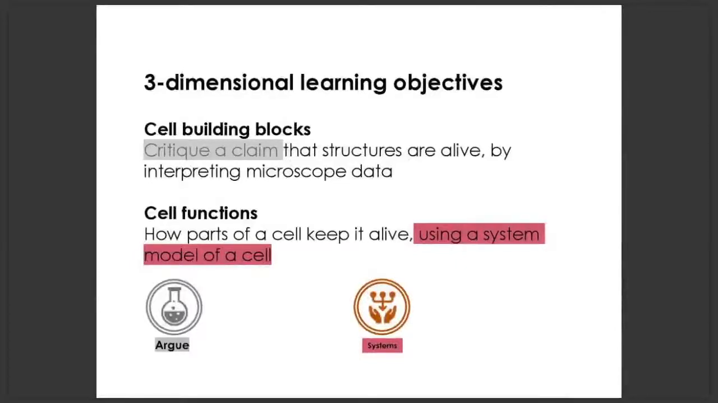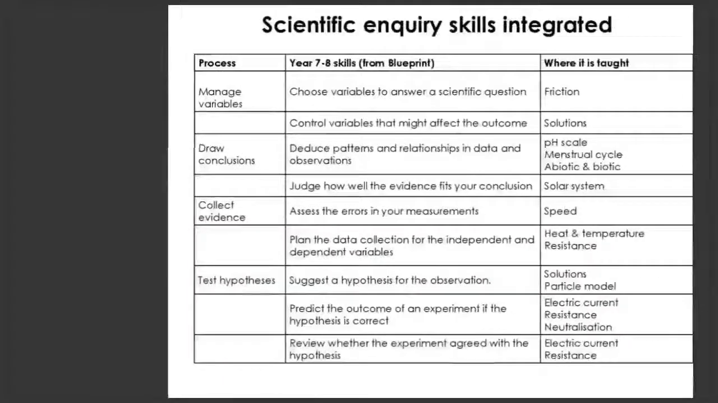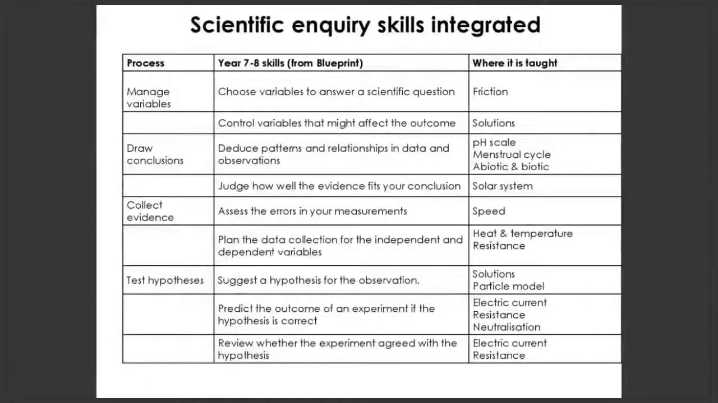And so here's the kind of objectives that you'll see. So there's critiquing claims, using models. These are the things that students, if they learn them early and often, are likely to be able to use. And they're integrated because we've mapped them from GCSE and Key Stage 3 and put them in every single topic and lesson.